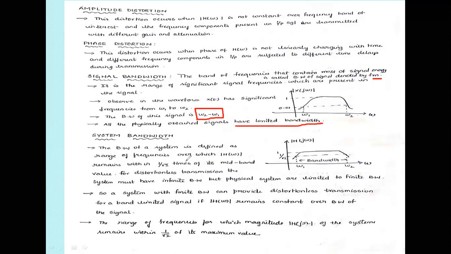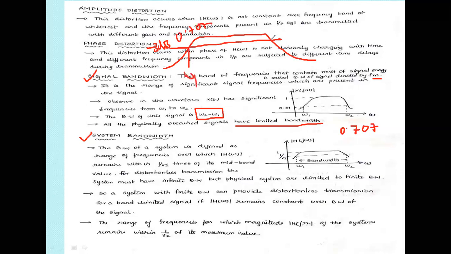Okay, we know. 1 by root 2 is nothing but 0.707. This is exactly the 3 dB point. The bandwidth of the system is defined as the range of frequencies for which the magnitude remains within 1 by root 2 times the midband value. Actually, for the low frequency it slowly increases, at the mid frequency it is flat, and then it falls, a drop by root 2 or 0.707.